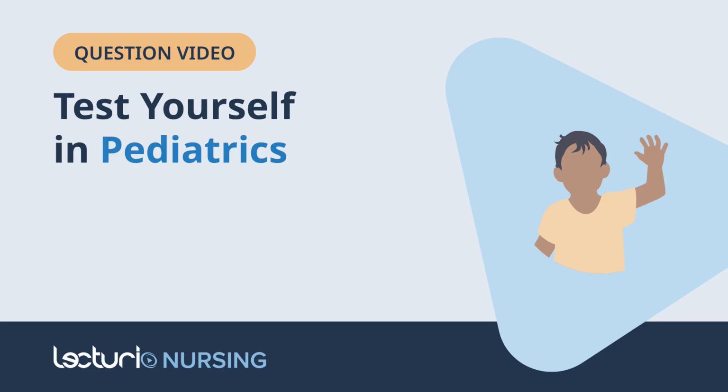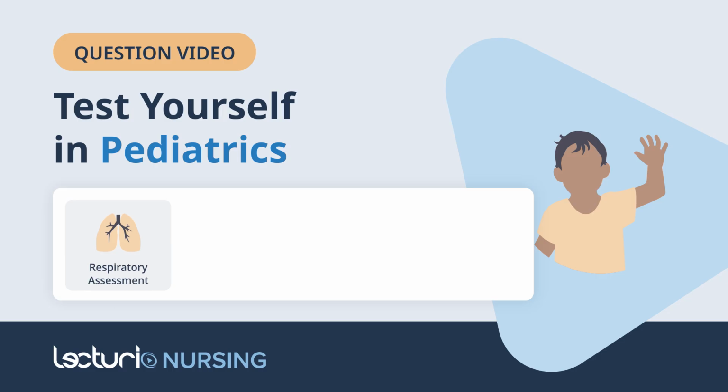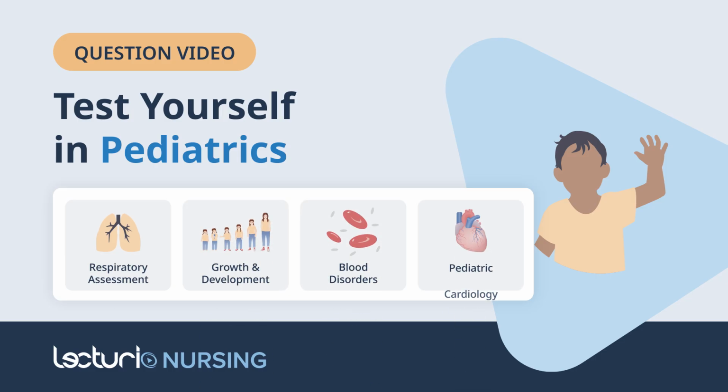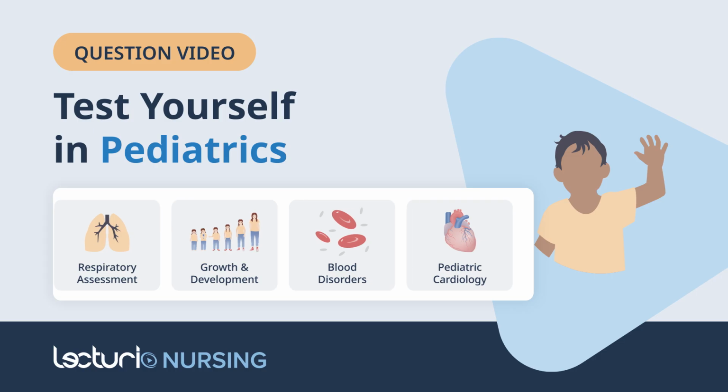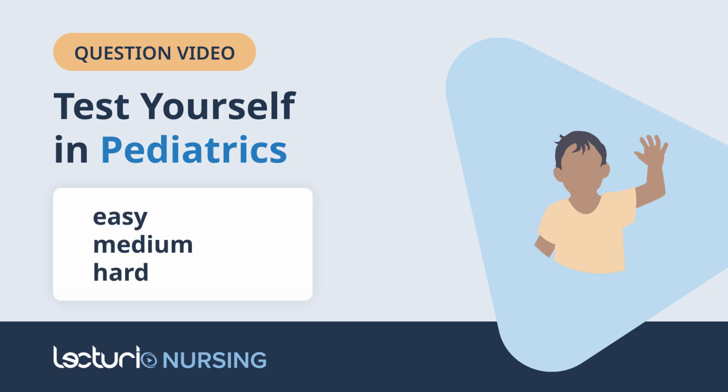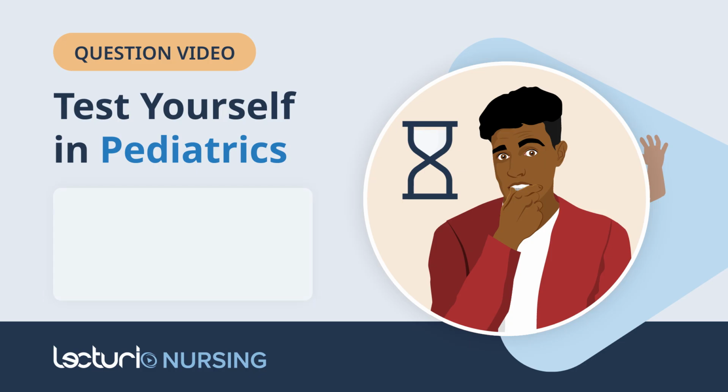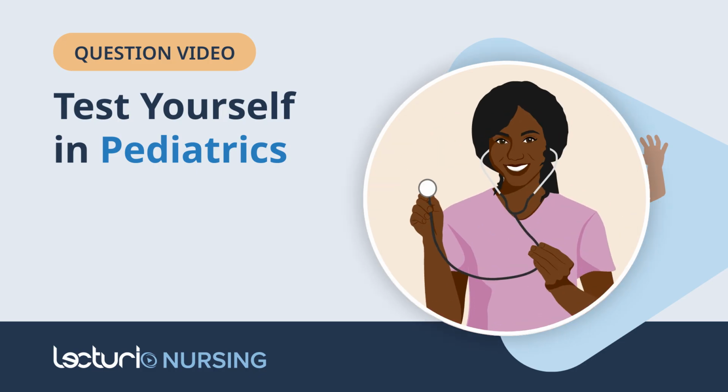In today's challenge, we're covering 4 essential areas of pediatrics: respiratory assessment, growth and development, blood disorders, and pediatric cardiology. There are 3 questions per topic, 1 easy, 1 medium, and 1 hard, worth 1, 2, or 3 stars. After each question, we'll give you a moment to think and then we'll reveal the correct answer along with a quick explanation. Ready? Let's dive in.